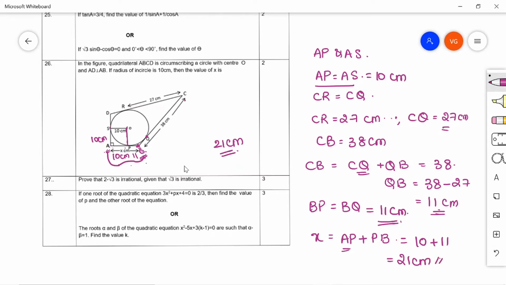Coming to the marking criteria, you have to mention the theorem that the two tangents drawn from an external point to the circle are equal. So based on that only we have solved this problem. For writing down the theorem, you will get half mark. Then writing down these 2 points, that is AP is equal to AS, and then here BP, you will get half mark and half mark. For formula, half mark, right? So finding the X value, another half mark here.